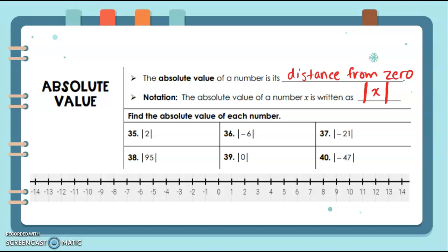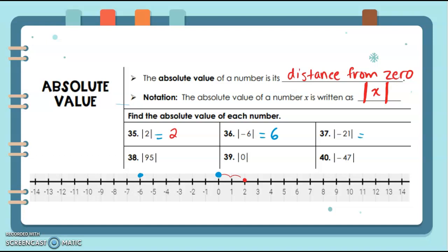Okay? For example, the absolute value of 2. So how you do this is, here's 0 on my number line. Here's 2. How far is 2 from 0? It's 2 spaces. Distance is always positive, so absolute value is always going to be positive. Okay, let's look at negative 6. It's right here on the number line. How far from 0 is negative 6 on the number line? 6 spaces, so the absolute value of negative 6 is 6.